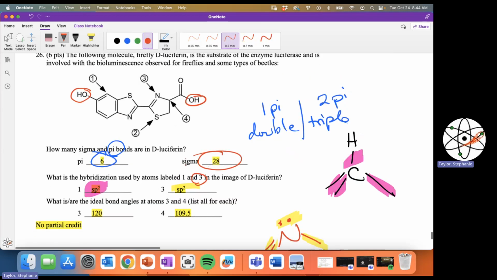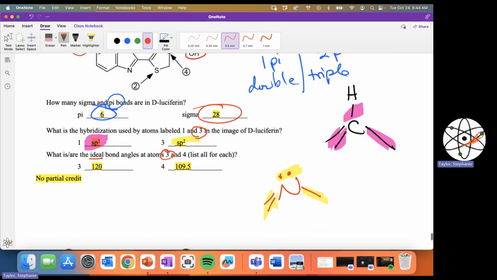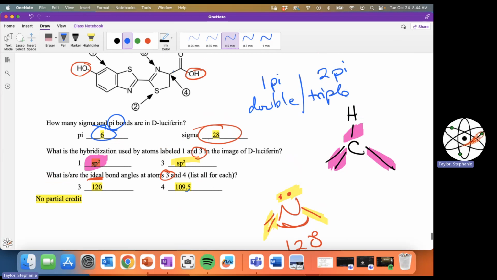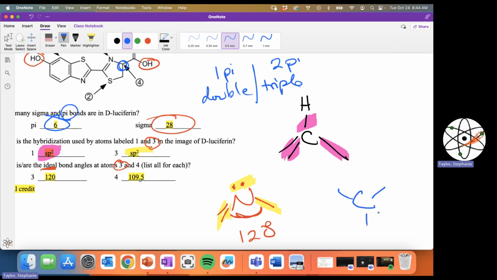Ideal bond angles for atoms number 3, which we've already drawn. Ideal means I don't care about greater than or less than. So I just care about this bond angle in here because it's sp2 hybridized, or it has 3 electron domains. That's trigonal planar, so that's 120 degrees. And the last one is atom number 4. Where's atom number 4? Oh, right there. So that is a carbon with 3 single bonds drawn. That's not enough, which means it does have a 4th. So this is tetrahedral. Since it's tetrahedral with 4 electron domains, it should be 109.5.